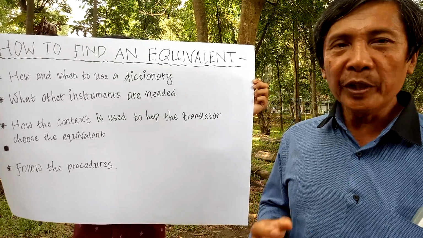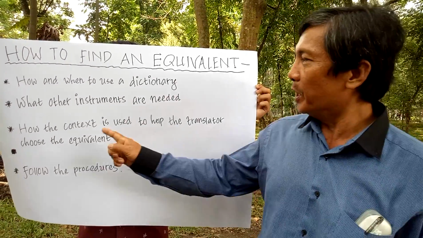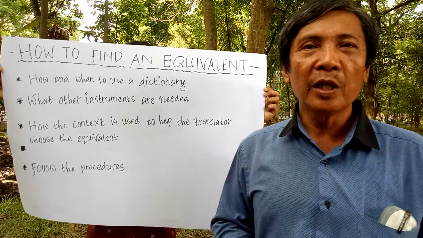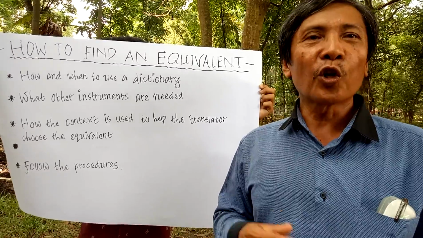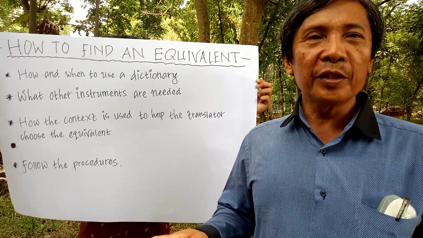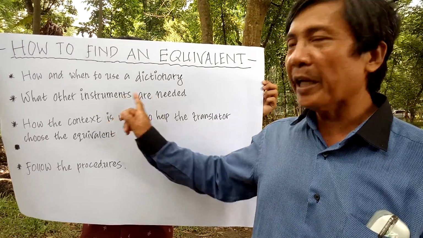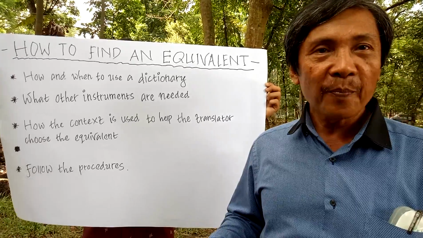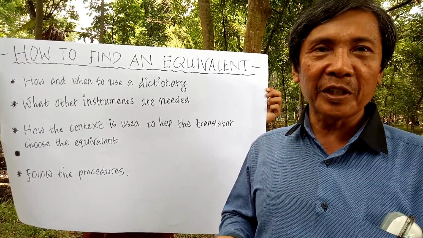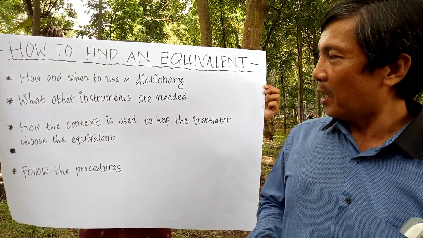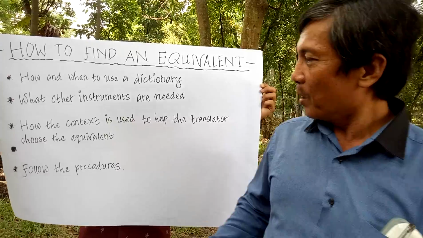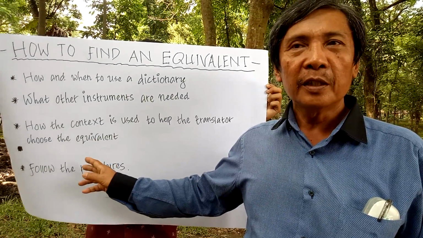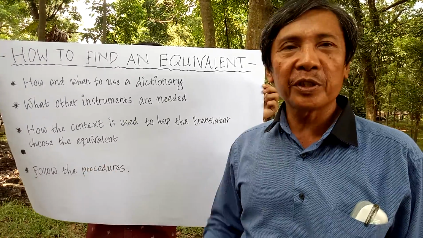Now, in doing the translation, we need other instruments that are needed. For example, encyclopedias or glossaries. All the words in these dictionaries, encyclopedias, and other resources of information are really important for the translator to choose the right equivalent. Now, before you go on to finding the equivalents, you have to follow the procedures.